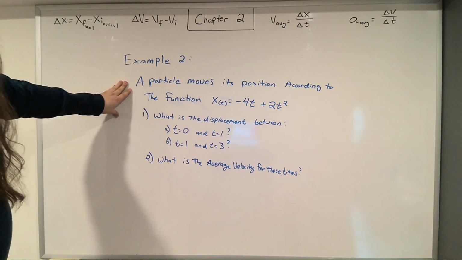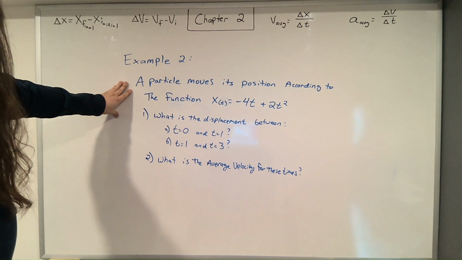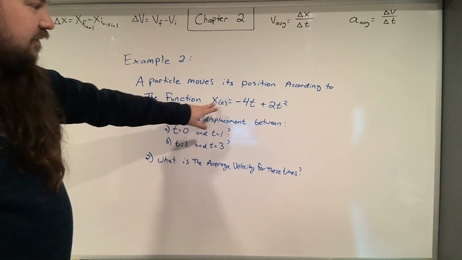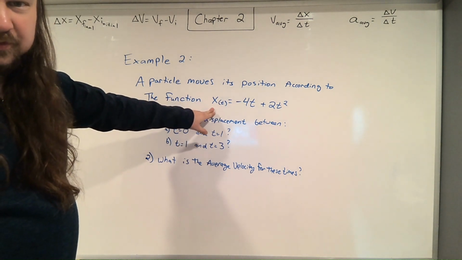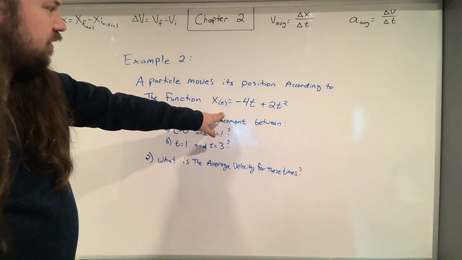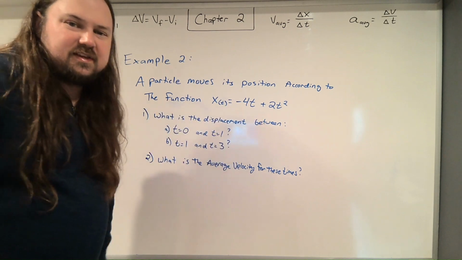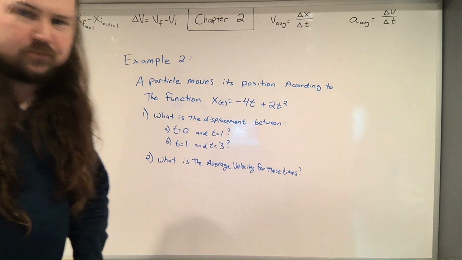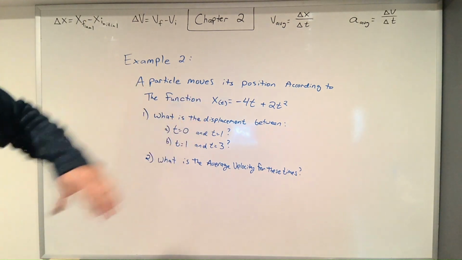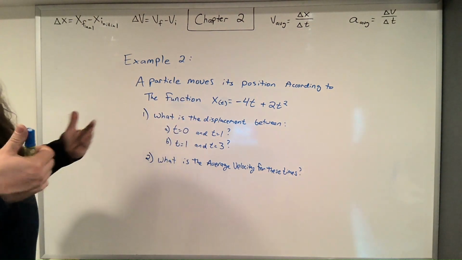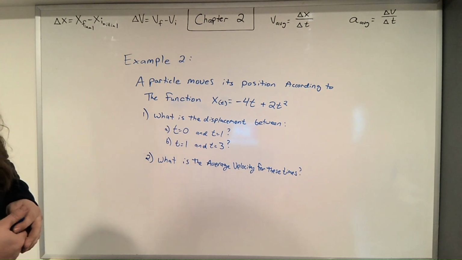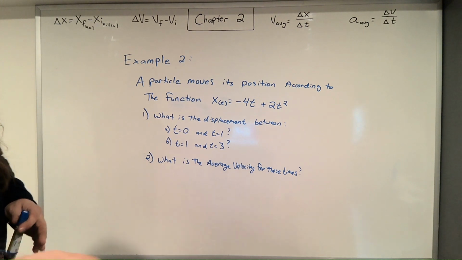This says a particle moves its position according to a function. Okay, this function, x of t, which means position as a function of time, is equal to negative 4t plus 2t squared. Okay, so sometimes they're given as formulas, and that's position as a function of time. So every second that passes, it changes its position accordingly to that.